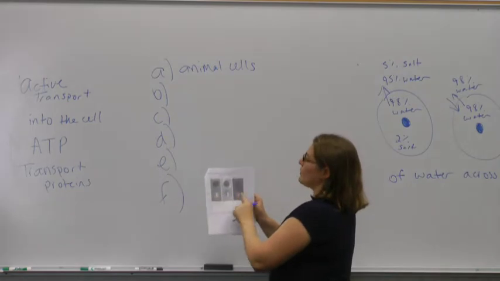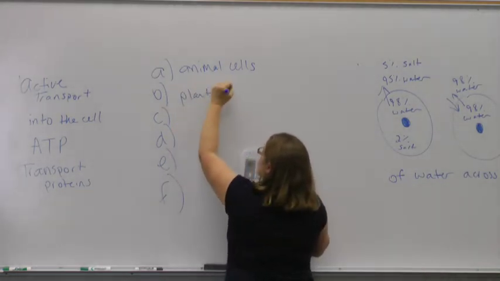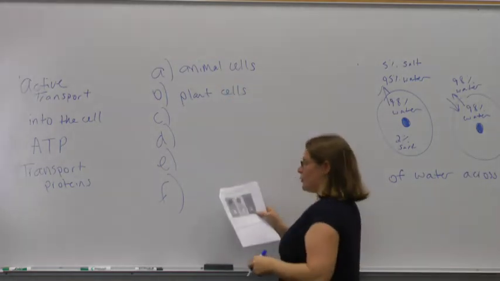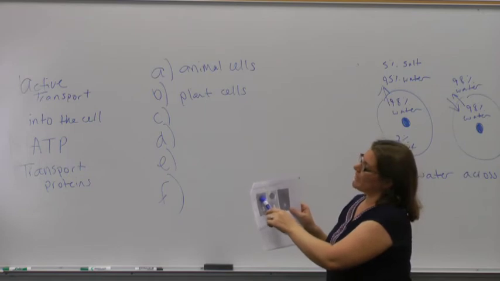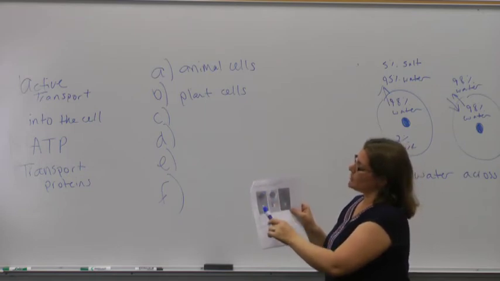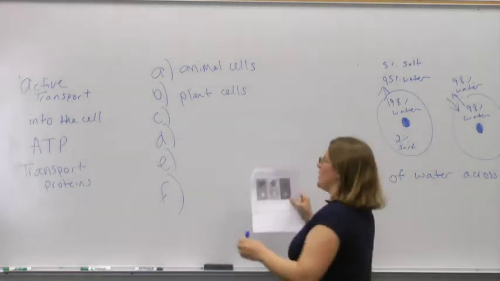And then this row here, what kind of cells are those? Plant cells. Okay, so for column C, we see water moving equally in and out of both the animal cell and the plant cell. So what kind of a solution must they be in? Isotonic.